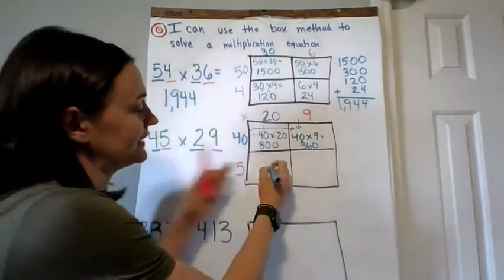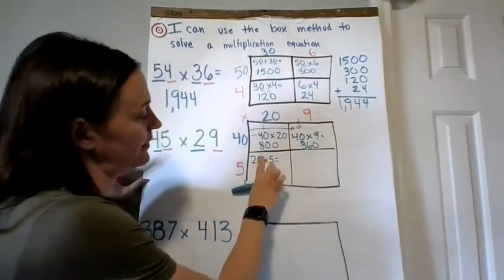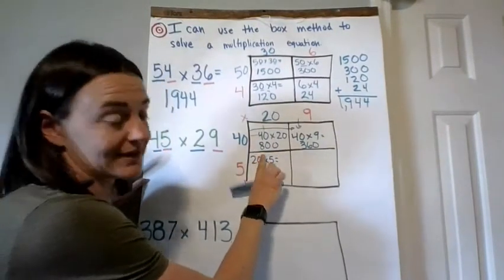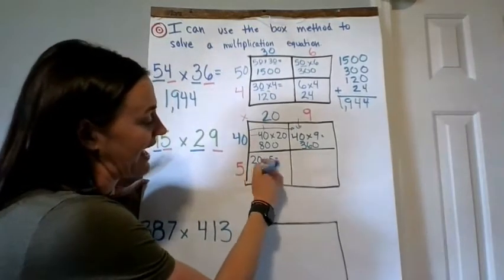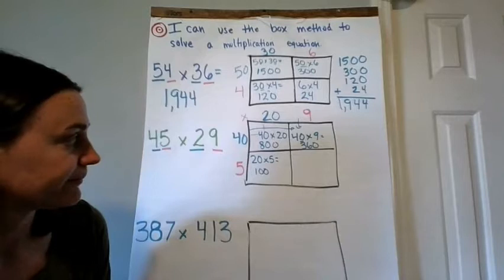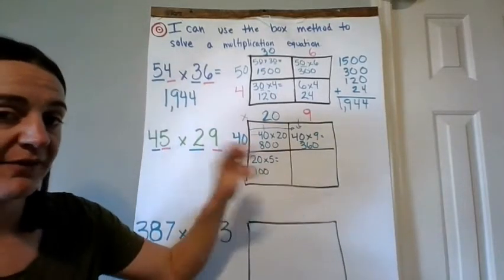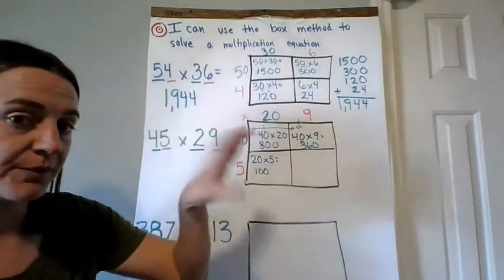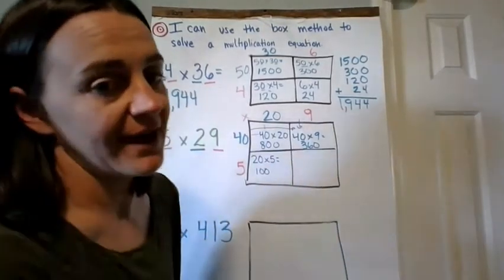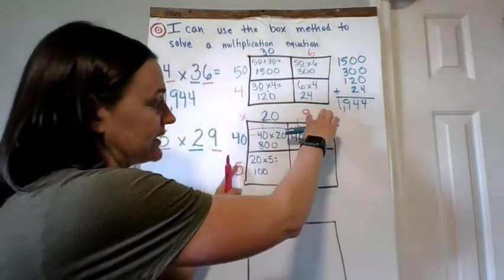20 times 5. We know that 2 times 5 is 10. And then add 1 0 from my equation. If I just wrote 10 there, my brain should automatically be flashing, nope, that doesn't make sense. 20 times 5 cannot equal 10. Make sure you're always checking in to see if your answer makes sense.